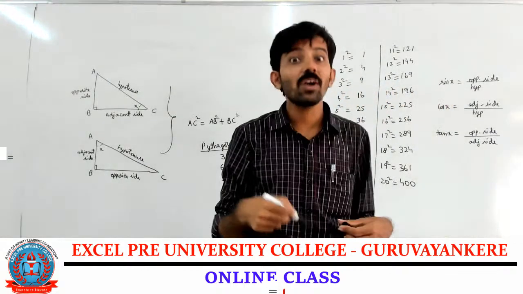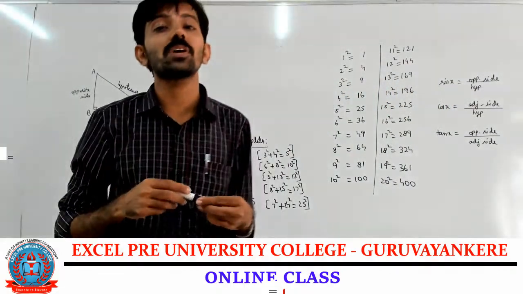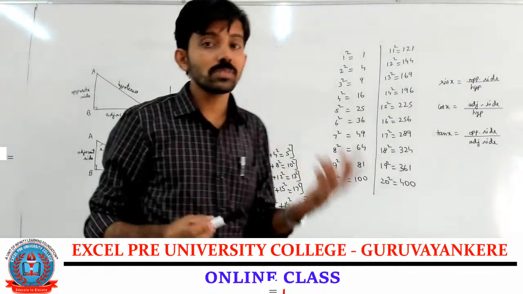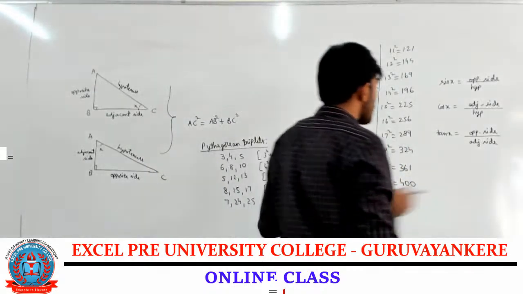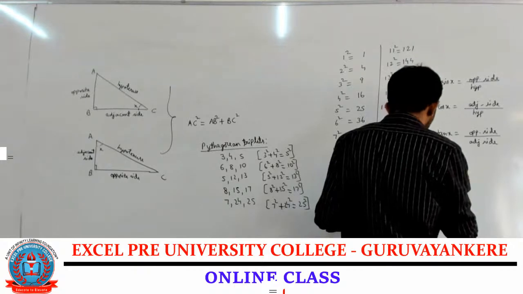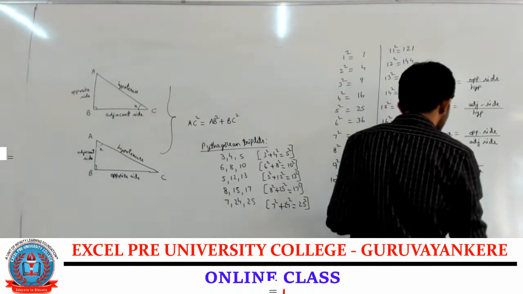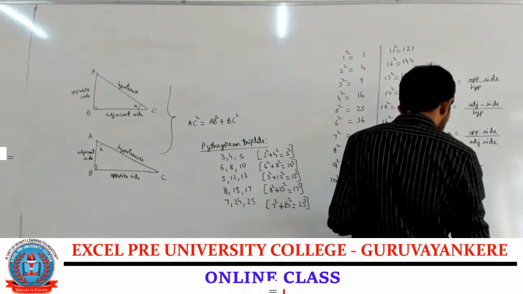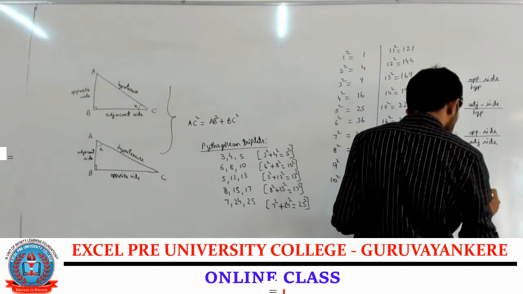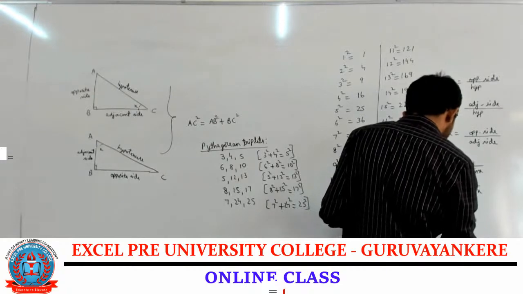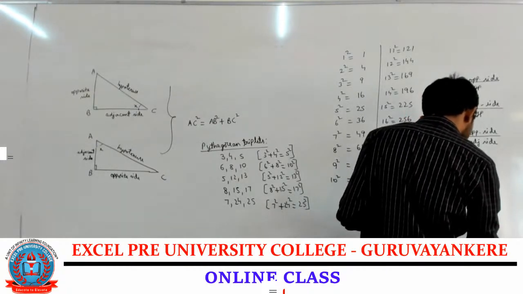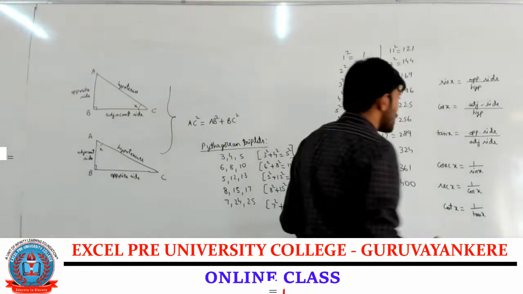And we have the reciprocal functions. Which are the reciprocal functions? Cot, cosec and sec. Cosec x is 1 by sin x. Secant x is 1 by cos x. Cot x is 1 by tan x. These are called reciprocal functions.